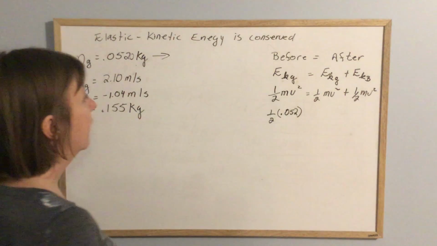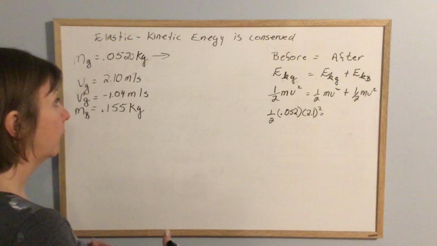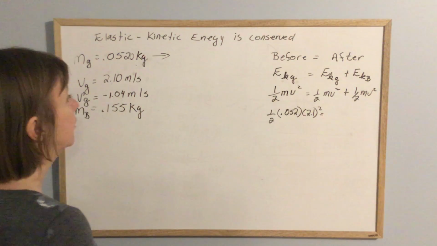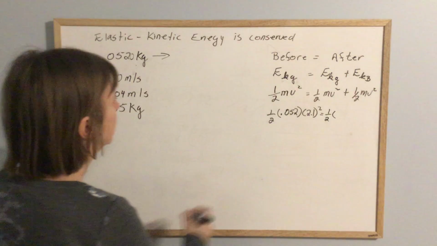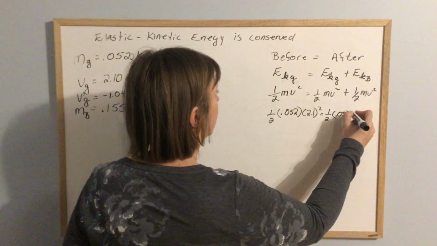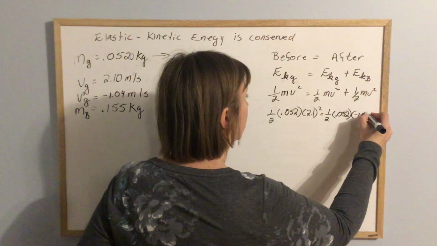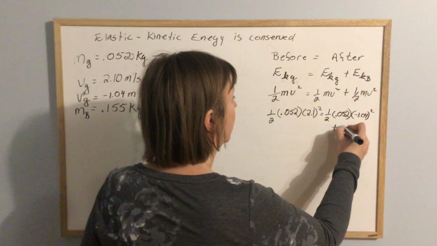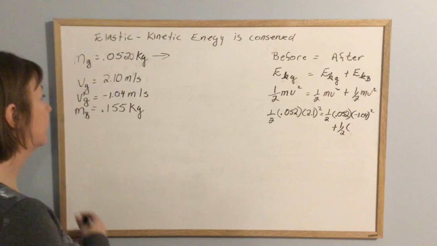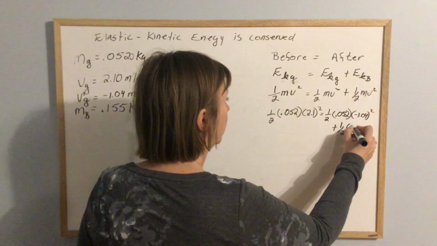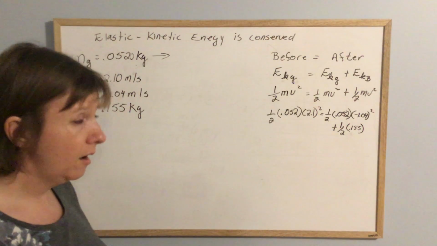Velocity of the billiard ball, got that, that's 2.1 squared, is equal to, now final kinetic energy of the golf ball, I can even do that because I have 1/2 mass of the golf ball, which is 0.052, and final velocity of the golf ball is -1.04 squared, so I'm even good there. But here's where I run into a problem. When I get to the billiard ball, I have 1/2 the mass of the billiard ball, which is 0.155, but I don't have a velocity of the billiard ball.